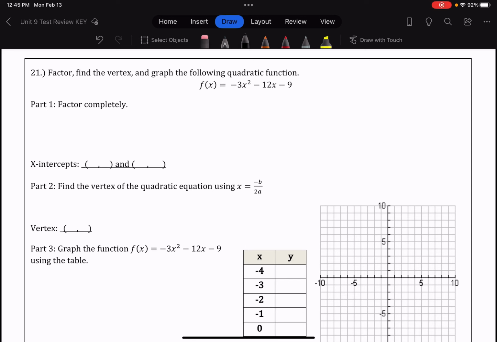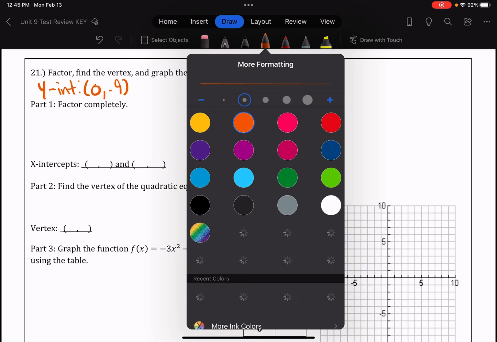So first things first, when I factor a trinomial, I've been given f of x equals negative 3x squared minus 12x minus 9. Before I even go any further, I know it doesn't ask this, but from standard form, we can find our y-intercept. So the y-intercept for this is at (0, negative 9). Now let's go ahead and factor this fully.